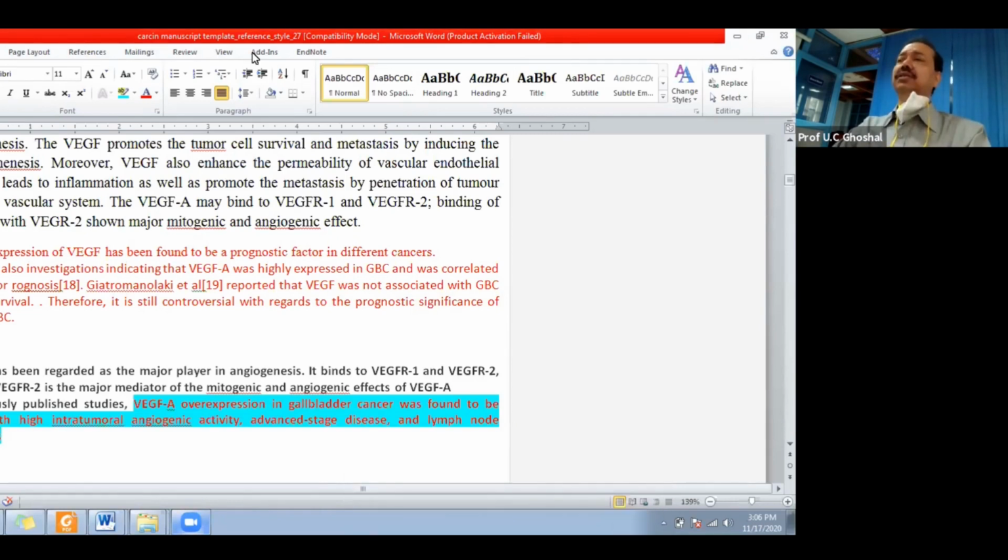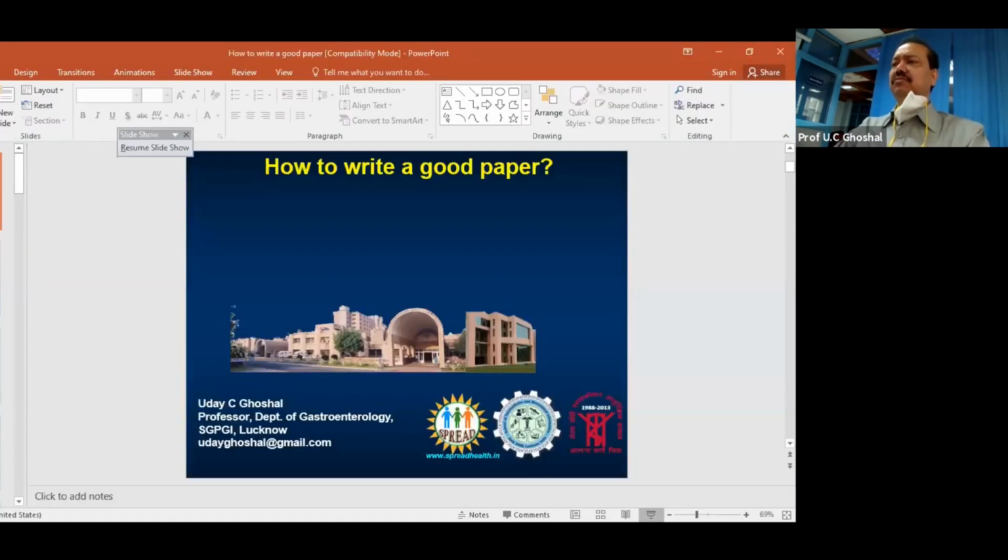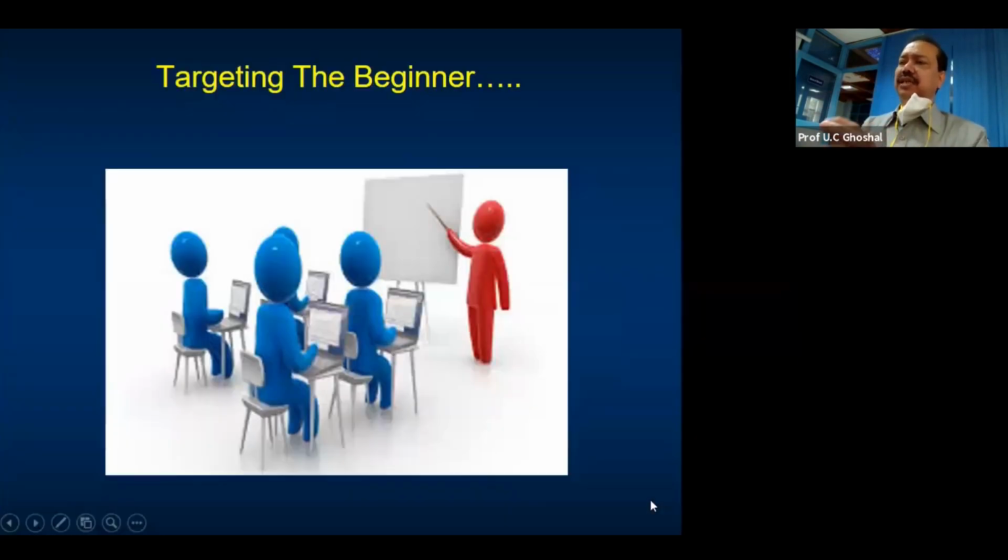Ji, Alisha, you see, somebody else started sharing his screen. Sorry, there was some technical glitch. So don't share your screen. I'm sharing my screen.